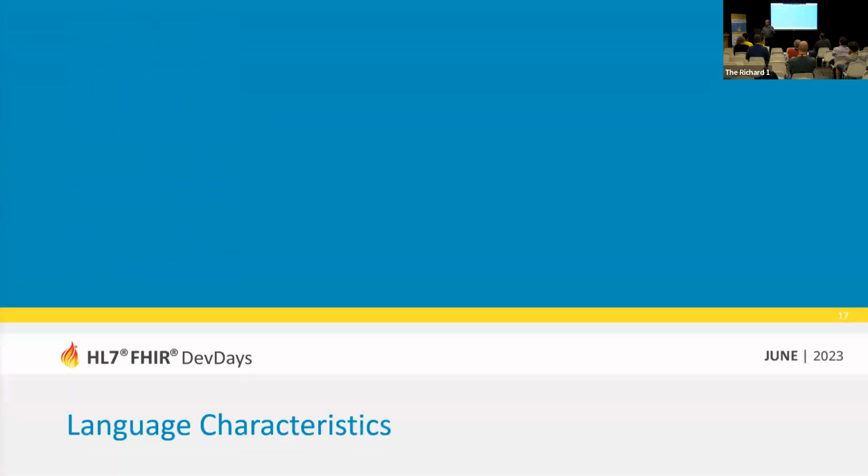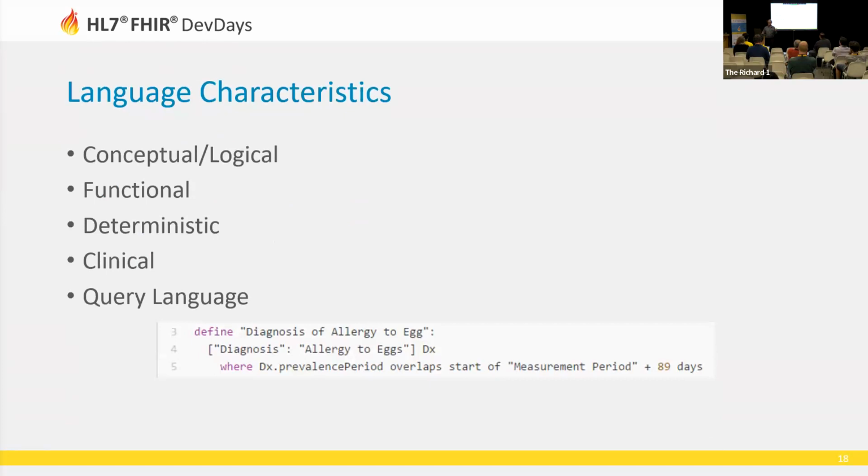So, language preliminaries. The characteristics: one, it's a conceptual language. It's not going to tell you exactly how these things run. It's going to let you describe what you want to have happen, not how you want to do it. It's a functional language. You can't change values ever. There's no storage, there's no update. You're reading data only. It's deterministic. Every time you run an expression with the same inputs, you're going to get the same outputs. No matter what that expression is of CQL, it's a deterministic language.